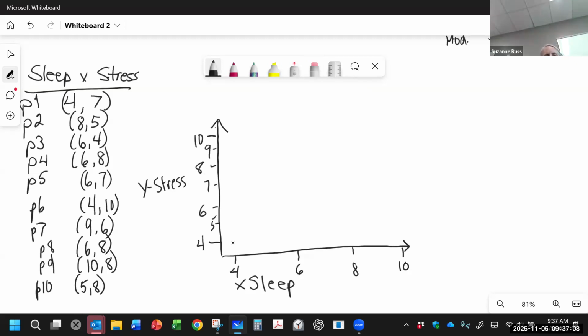Okay, let's go ahead and plot these coordinates. The first person is the 4 and the 7. The second is the 8 and the 5. Third is 6 and the 4. And then we have a 6 and an 8. We have a 6 and a 7 coming up next. Is everyone very clear on how I'm plotting these points? You're familiar with this from earlier work? Okay. Did I get the 6, 8 and the 6, 7? I did. I should check these off.